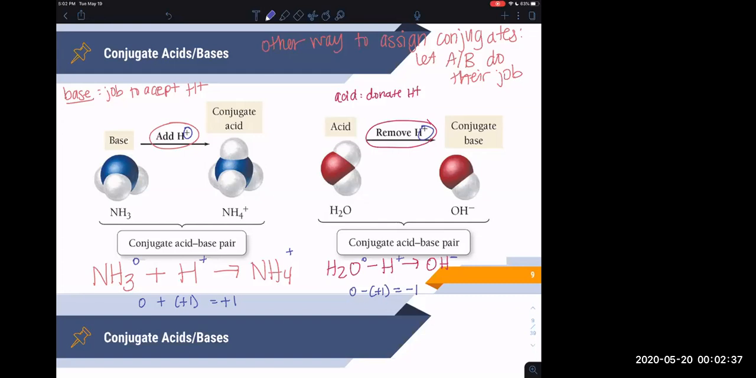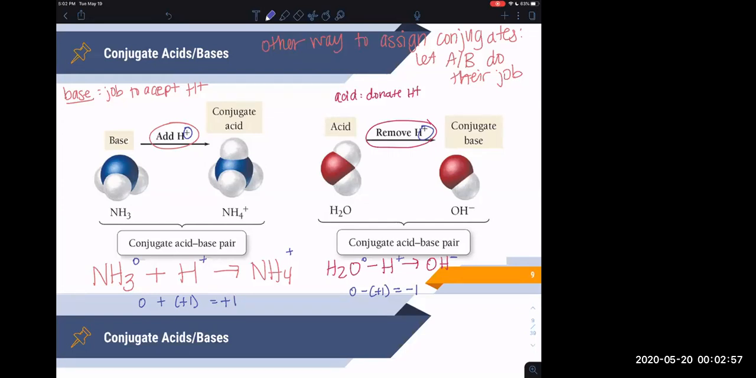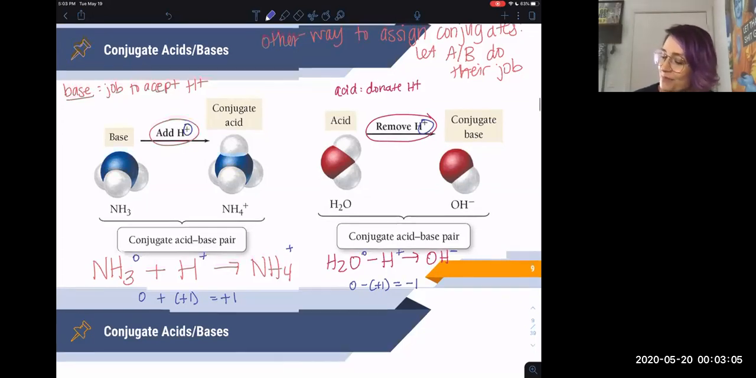So donating a proton is like subtracting? Donating a proton is subtracting a proton, yes. Okay, subtracting that H. Right, so if I donate money, it gets subtracted from my bank account. And if I donate too much money, then I become negative in my bank account, right?